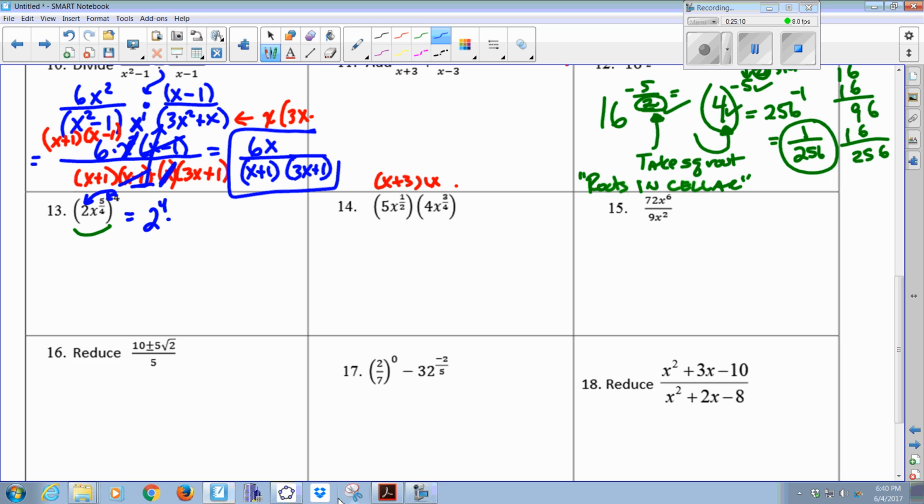2 to the 4th times x to the 5/4 raised to the 4th power. Often students forget about the 2 or whatever the constant is in front of your variable expression here. So this is 16 x to the 5/4 raised to the 4th power. When you have a power to a power, you're going to multiply. So that's 16 times x to the 5/4 times 4 over 1. The 4's will cancel or reduce, and you get 16 x to the 5th.